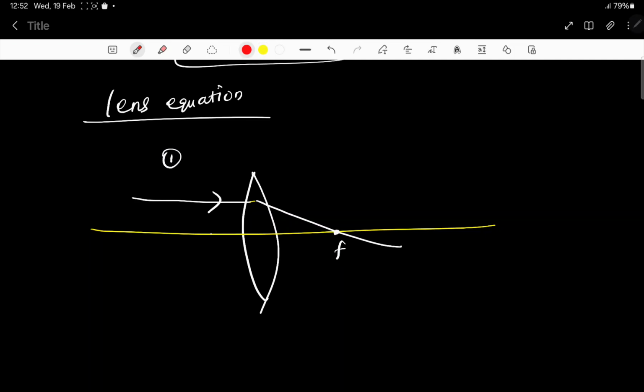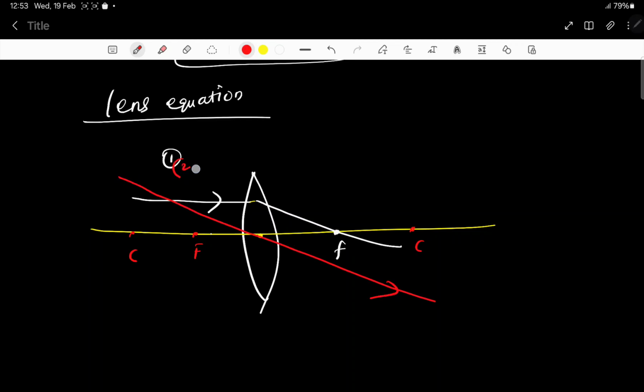Rule 2: obviously a concave lens or convex lens will have two focal points and two centers of curvature also. If I send any light ray in such a way that its path is directed towards the optical center, it goes undeviated.